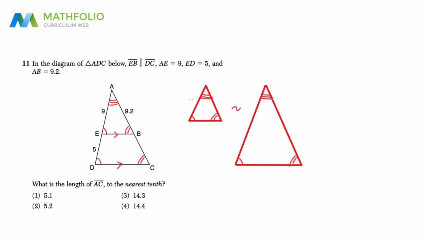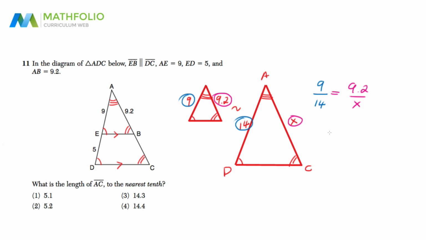So I'm going to label all the dimensions on these 2 triangles. This is 9.2. Over here, the full distance from A to D is 14, because that's the sum of the 9 and the 5. So that's the 14. So the question says, what is the length of AC? So AC is right here. I'm going to call it X, and it wants us to find X to the nearest tenth. So because these are similar triangles, we can make a proportion involving corresponding sides. So we've got the 9 over the 14, those 2 are corresponding, is equal to the 9.2 all over the X.